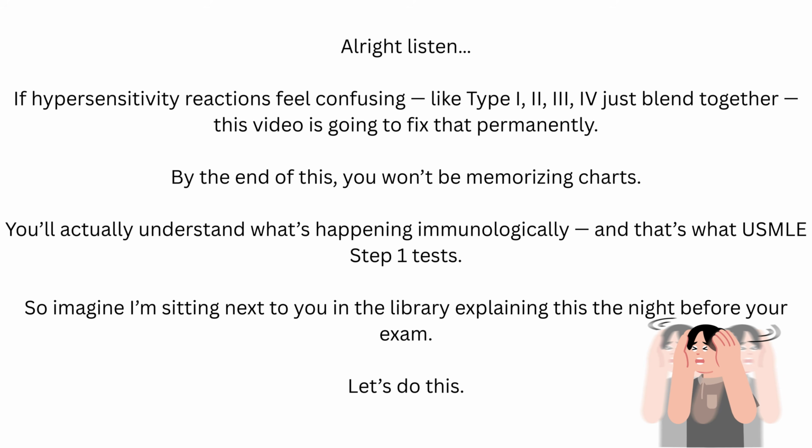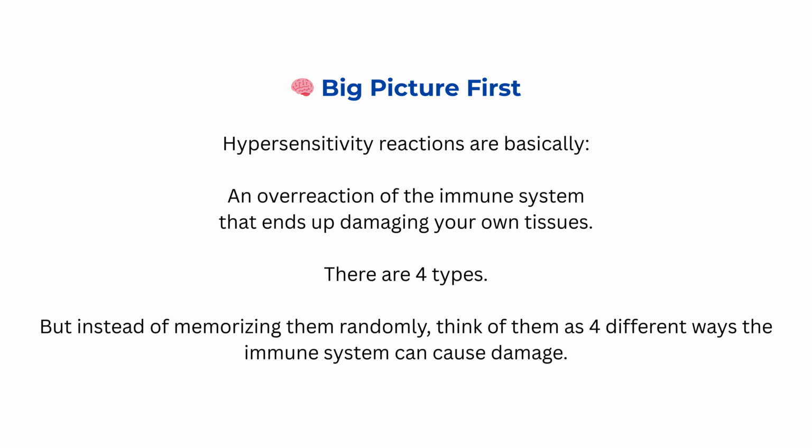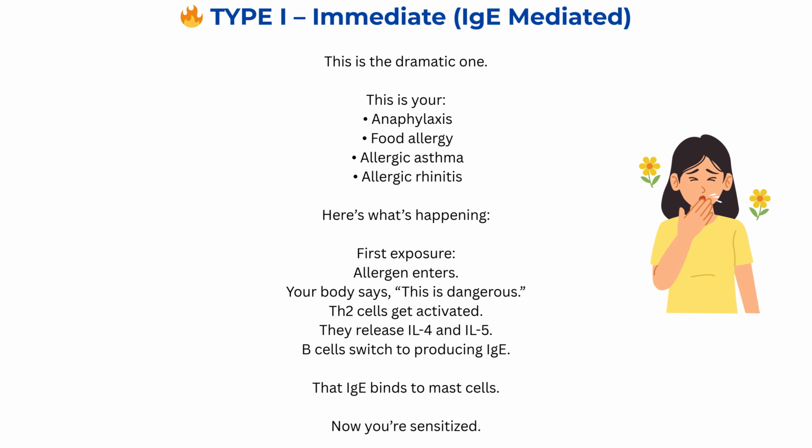Let's do this. Big picture first: hypersensitivity reactions are basically an overreaction of the immune system that ends up damaging your own tissues. There are 4 types, but instead of memorizing them randomly, think of them as 4 different ways the immune system can cause damage. Type 1, immediate, IgE-mediated. This is the dramatic one. This is your anaphylaxis. Food allergy, allergic asthma, allergic rhinitis.